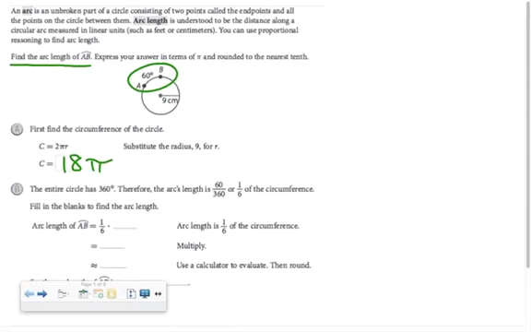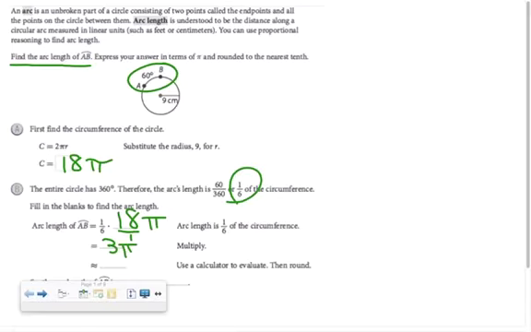So since an entire circle is 360 degrees, the arc length will be 60 out of 360, or 1/6 of the circumference. And that word "of" means that we're going to be multiplying. So we're taking 1/6 of 18 pi, and when we multiply that together, we get 18 pi over 6, which is equivalent to 3 pi.